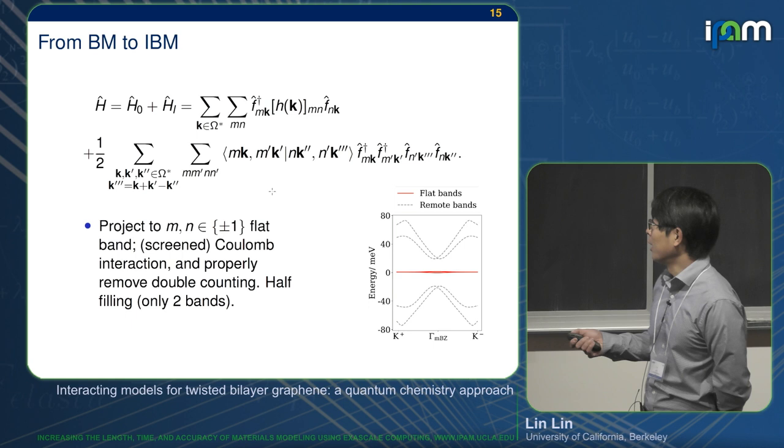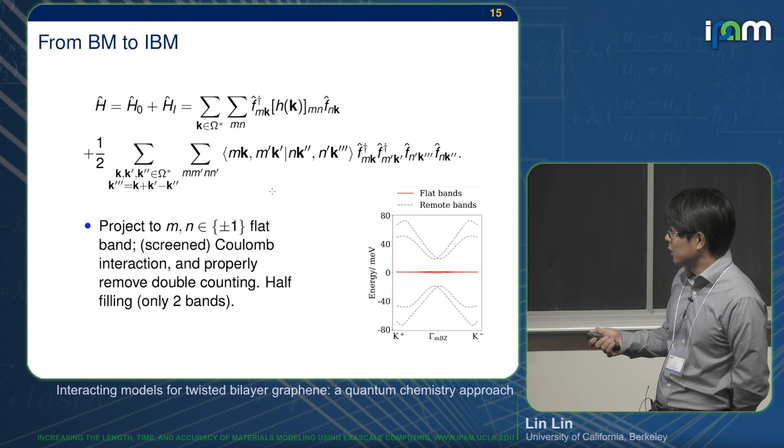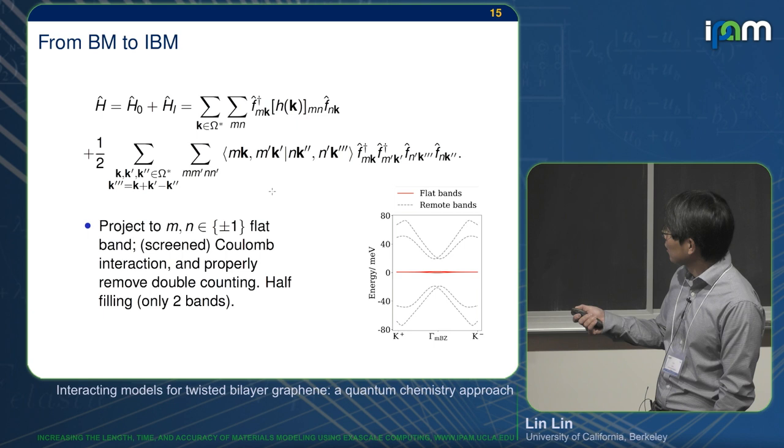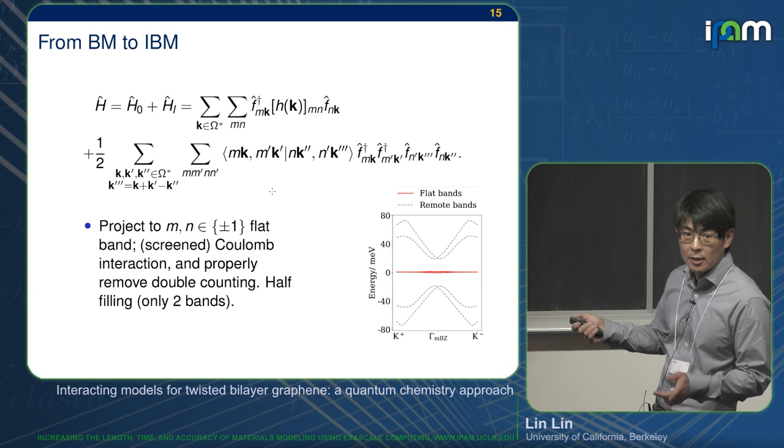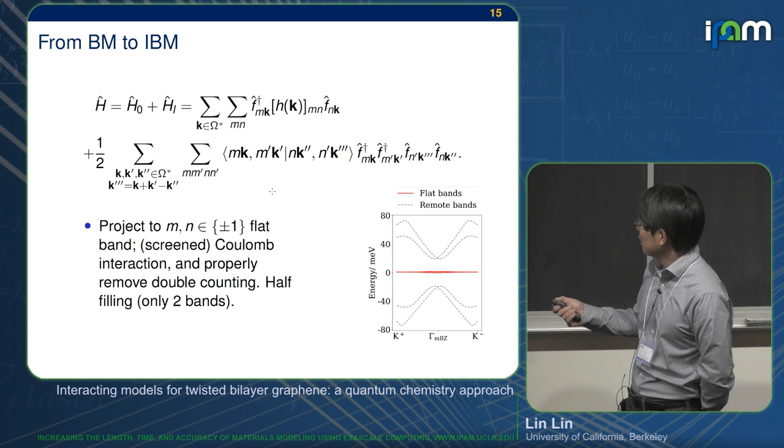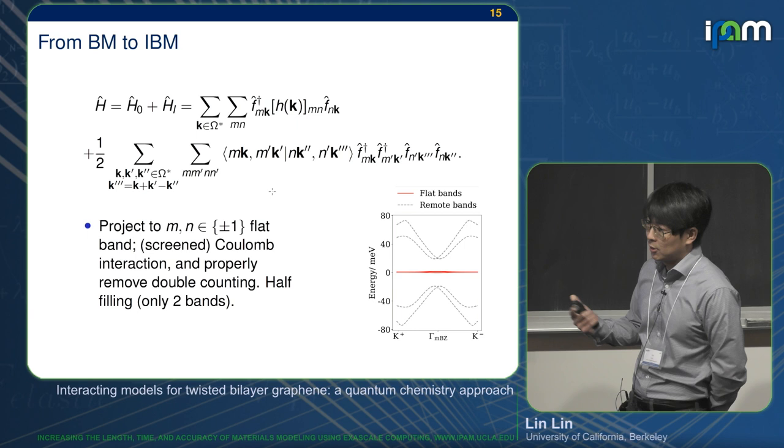And then you have the H_I, which is the interacting part, that is pretty much you project a Coulomb interaction to the flat bands that you have constructed. Then you have these F_IJKL type of terms, but now they have to be K resolved. K is the moiré K. They have M K, M prime K prime, N prime K triple prime, and K double prime. And then these four Ks are related to each other with the crystal momentum conservation.